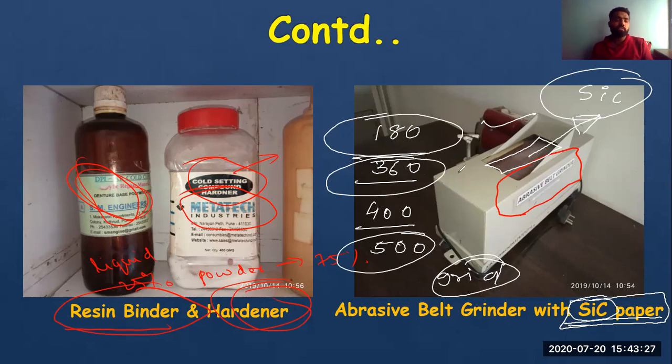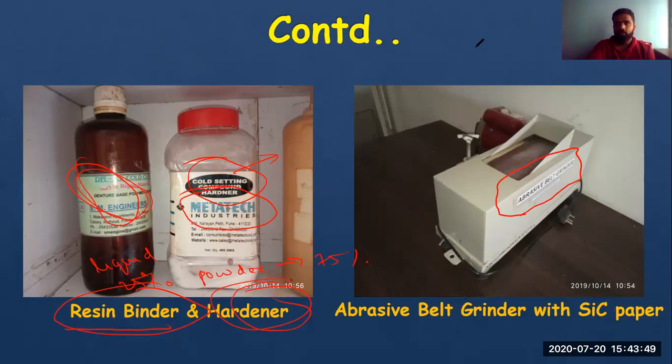This is one of the first steps. First is preparing the sample. For preparing the sample, the first step is making the molding. Second is grinding. So you can get the first step clearly: first step was preparing a molding, second step was grinding on the abrasive belt grinder with different grades of silicon carbide paper. Okay, so we'll get to the next part.